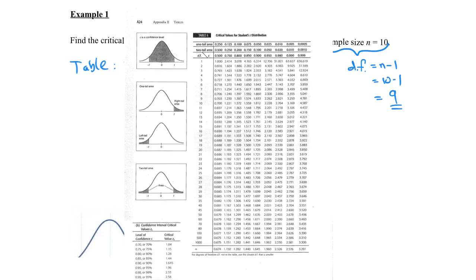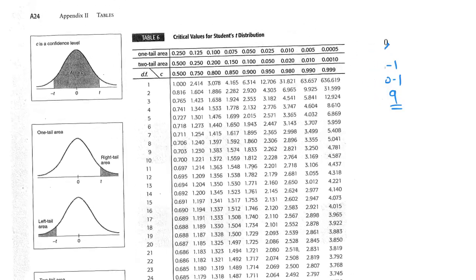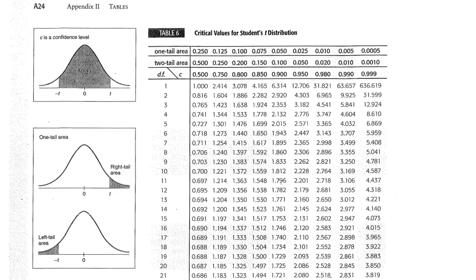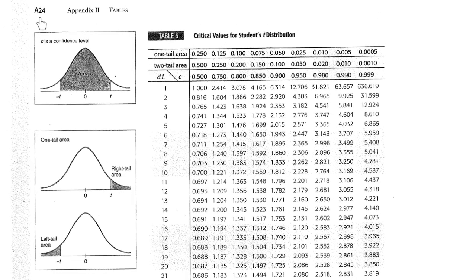So here is the table we've got. This is in your book, Appendix 2. It's on page A24, and it's a student's t table. And for right now, what we need to pay attention to is degrees of freedom down here, and then confidence interval over here, confidence level here. So one tail area and two tail area we don't need for now. What we need is degrees of freedom here and your confidence level here. So for us, we need 9 degrees of freedom.